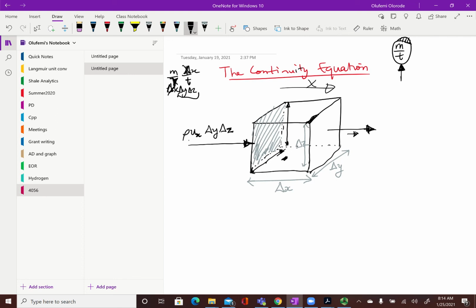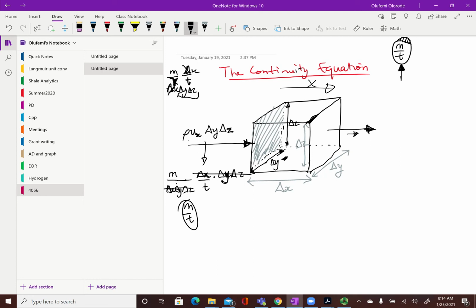Do you see that? So if you think about the unit, it's mass per unit volume, and volume is delta x, delta y, delta z, right? Times the ux, which is precisely delta x per time, right? Times the area through which the fluid flows, which is, sorry, delta y, delta z. That's the area, right? So delta x, delta y, delta z cancels delta y, delta z. And what you have is mass per time. So that's your mass rate into the cell.